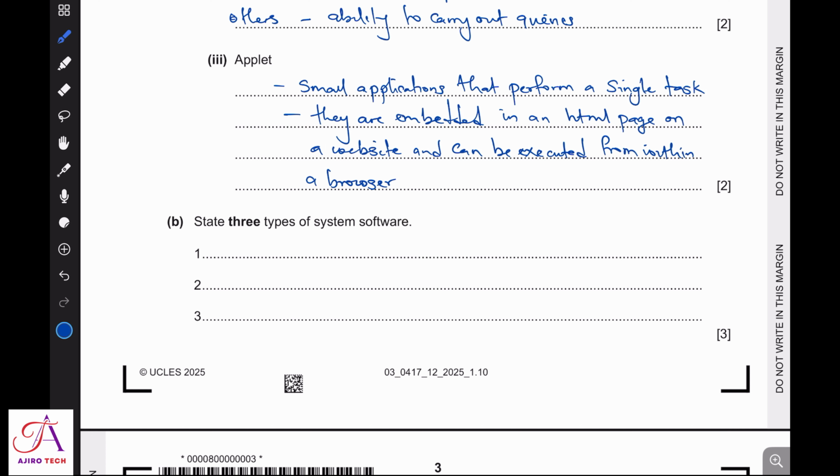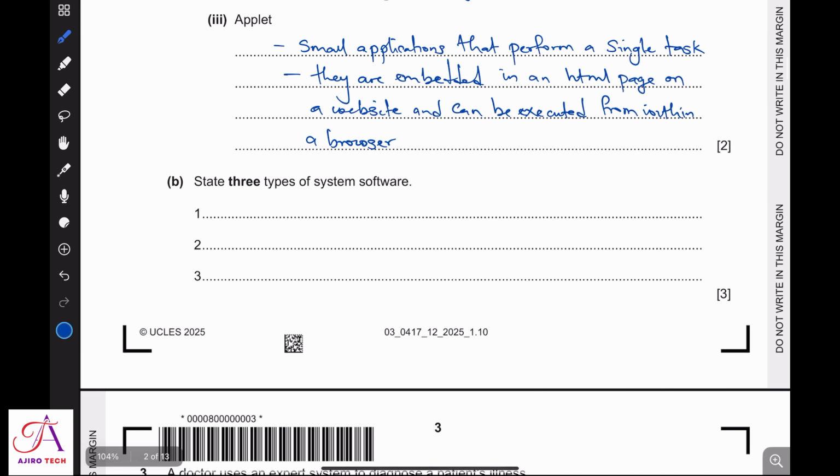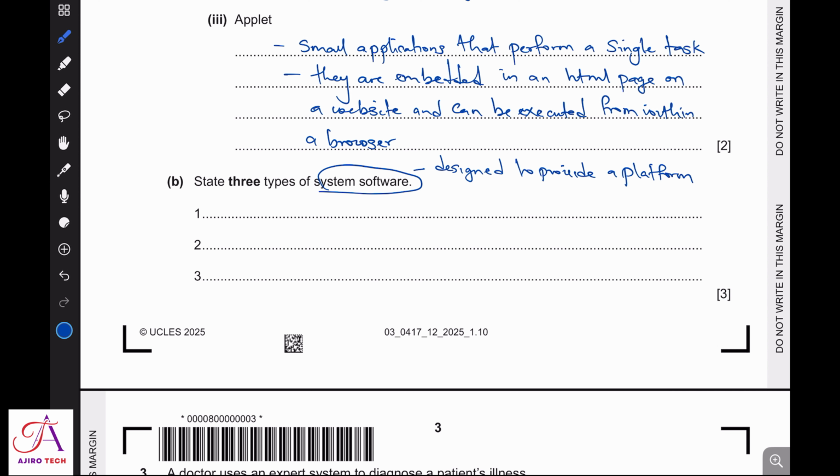State three types of system software. Now, this is also chapter one. Well, let's look at system software. What do you mean by system software? It's important for you to know that system software is designed to provide a platform on which all other software can run.